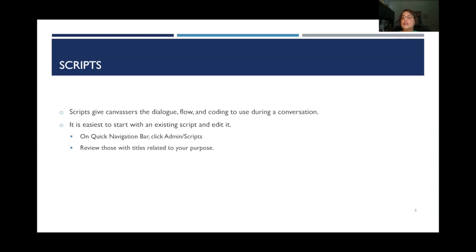And the easiest way to build a script is to start with an existing one and edit it. You can start from scratch, but I recommend the first time you do it, just begin with an existing script. And to do that, you want to go to your quick navigation bar on the left-hand side of your screen in Votebuilder. Go all the way to the bottom in the admin section and then click on scripts. When you do that, a list of scripts will come up and you can go through the titles to look at one that might seem appropriate and then click on that. And if it's not right, if it doesn't seem like it's fitting what you want to do, go ahead and delete that and go look for another one.